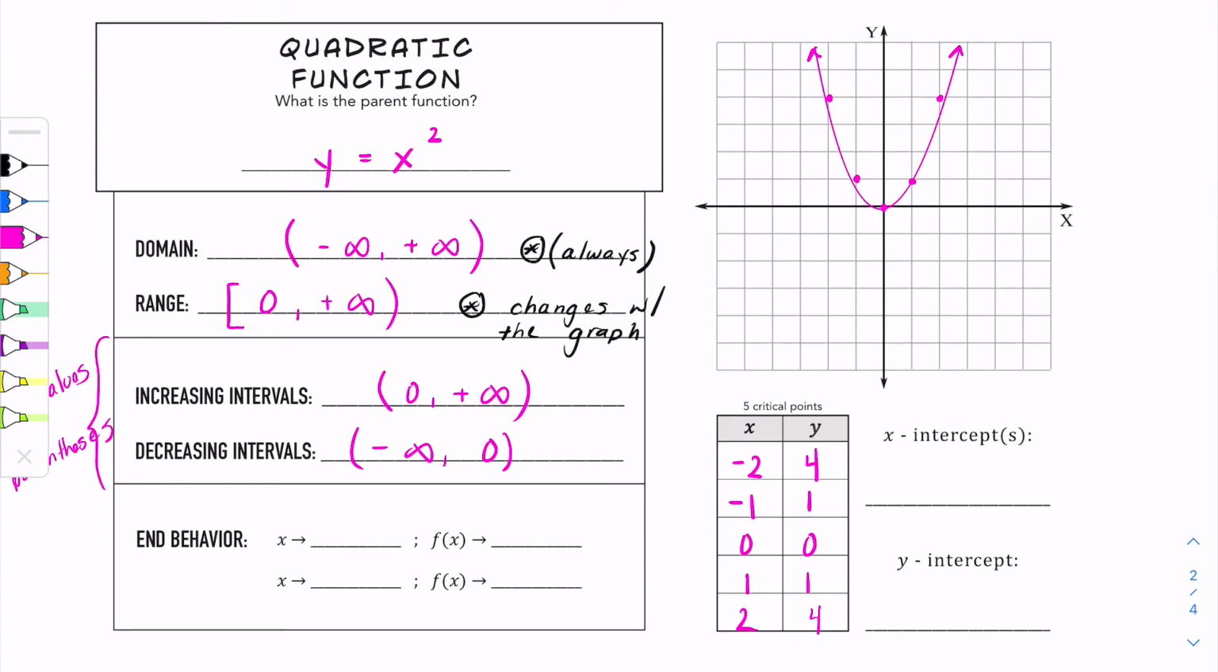The end behavior on this graph, both ends go up. So the end behavior is as x approaches negative infinity, the function is approaching positive. I wrote that the opposite way, sorry. I usually start with positive infinity. As x approaches positive infinity, the function approaches positive infinity. As x approaches negative infinity, the function still approaches positive infinity.